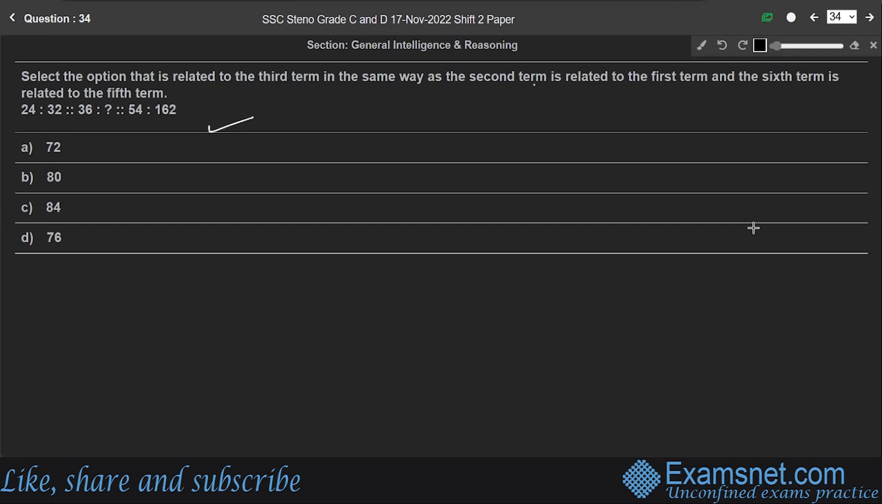Question 34. Select the option that is related to the third term in the same way as the second term is related to the first term, and the sixth term is related to the fifth term, right? Here, the first two terms are related as follows. We'll consider the first term, which is 24. And the second term is 32.